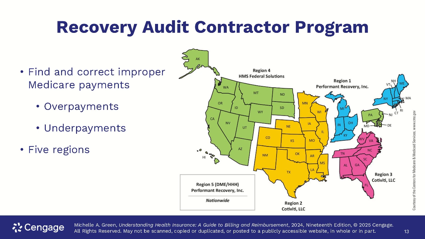So they tested the RAC program with a few states, and the RAC is basically finding and correcting improper payments, and it's overpayments as well as underpayments. After, I think it was like 6 months, they were like, "We got to take this to all 50 states." And so what you're seeing are the 50 states divided into different regions. The Recovery Audit Contractor is responsible for finding and correcting in their region.